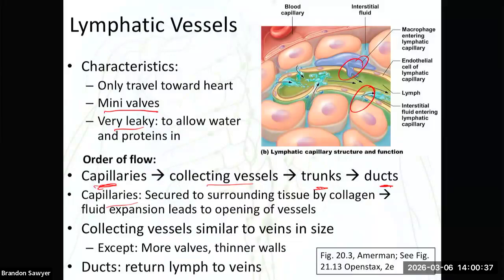Yeah, and so those collecting vessels, the ones here, are similar in size to our veins, but they have a lot more valves, very thin walls, and there's very, very low pressure in here. Arterioles had pretty high pressure, right? Venules had very low pressure, but even lower than the pressure in the veins is these lymphatic vessels. So the fluid is barely creeping through the lymphatic system, making its way back to our bloodstream.